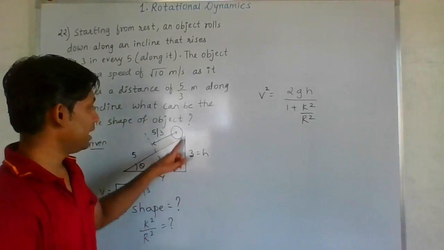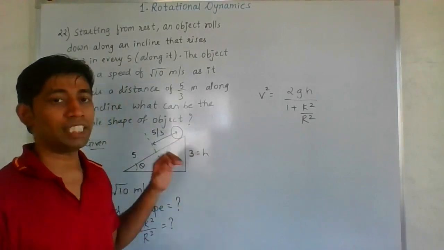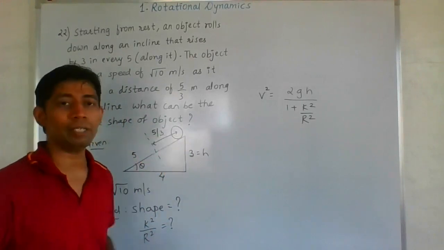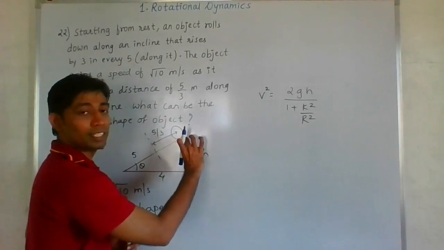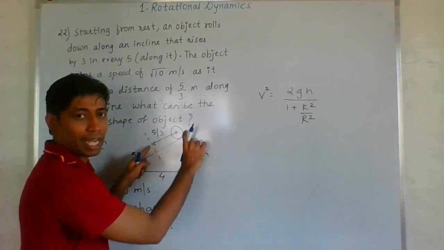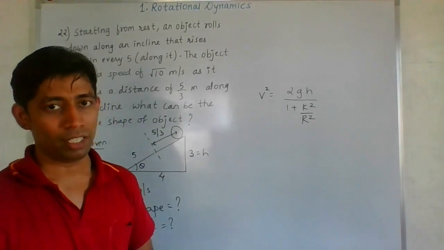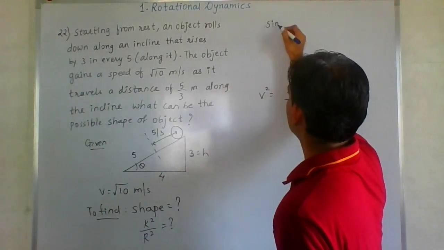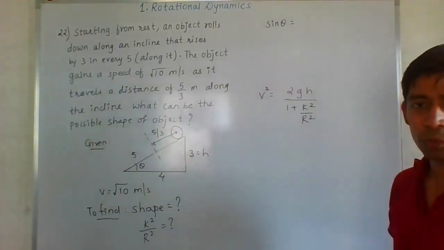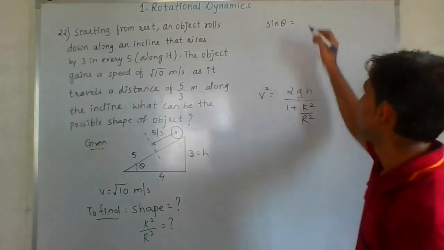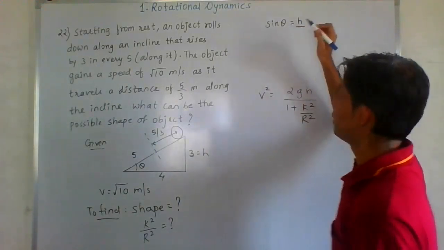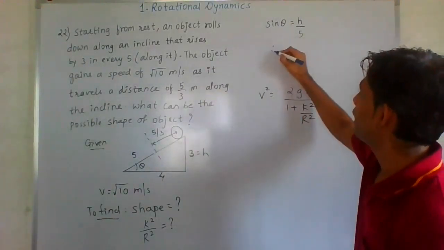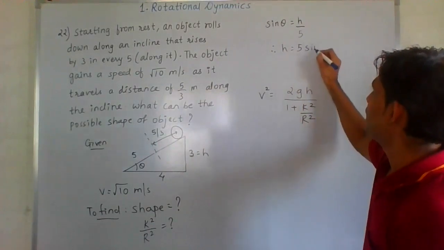The reason is that this height goes completely to the bottom, but the sphere has not reached the bottom. It has reached only till here, only up to 5 by 3, so we need only that much height. Okay, when the sphere is here, we need this much height. So how can we find that? Let's apply sin theta. Sin theta, you know, is opposite upon hypotenuse. So I can write h divided by 5. So I can write the value of h as 5 sin theta.